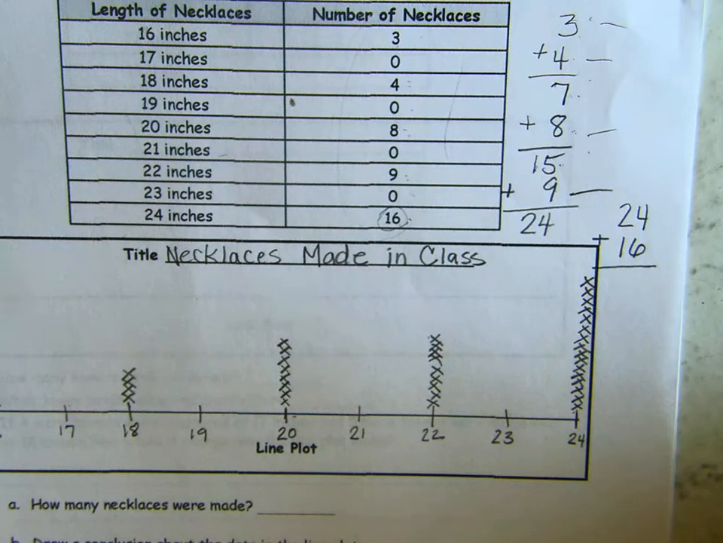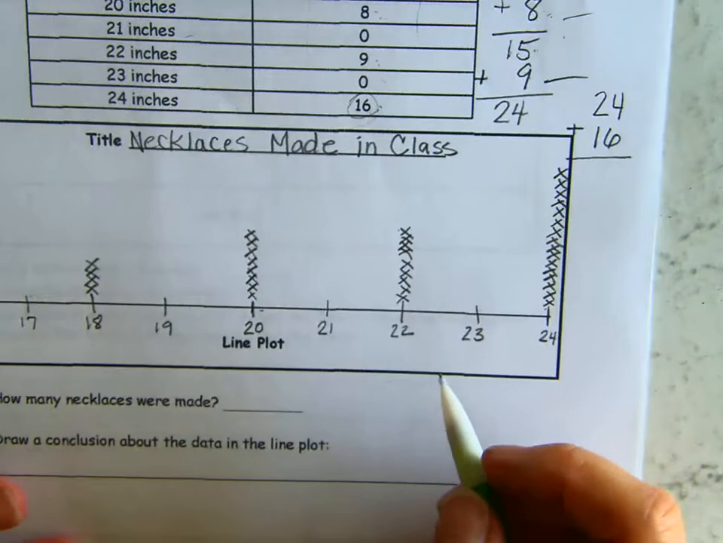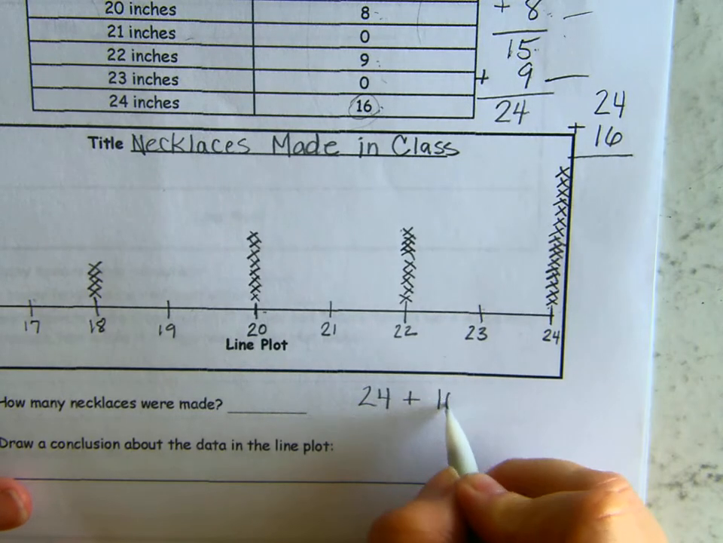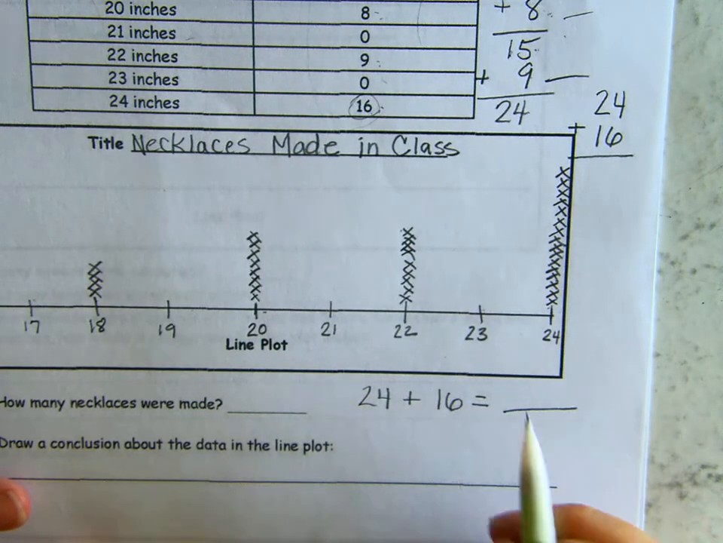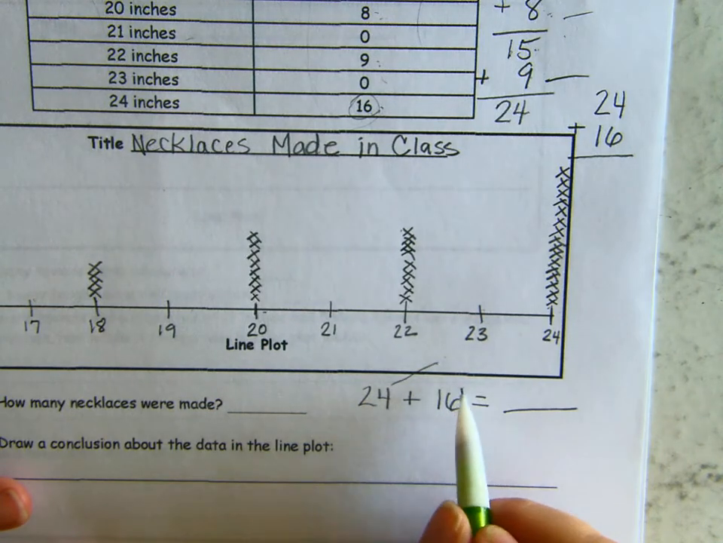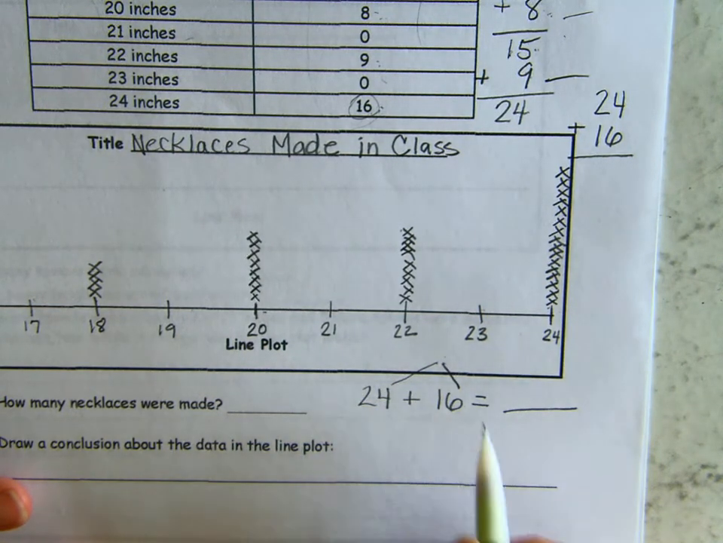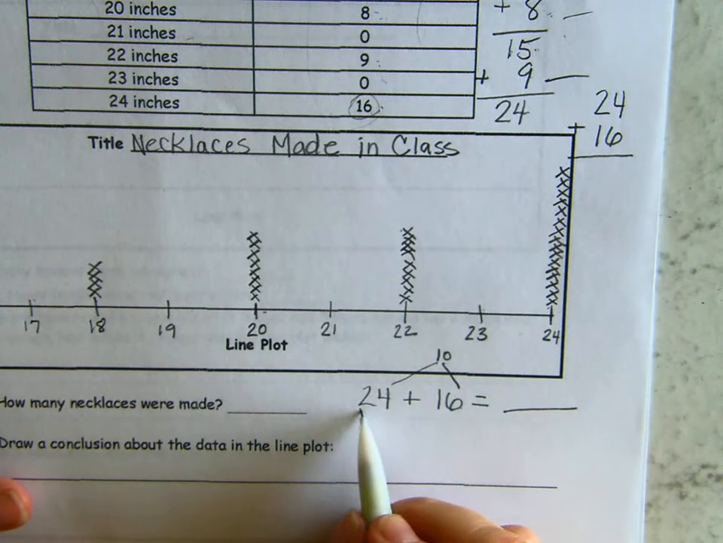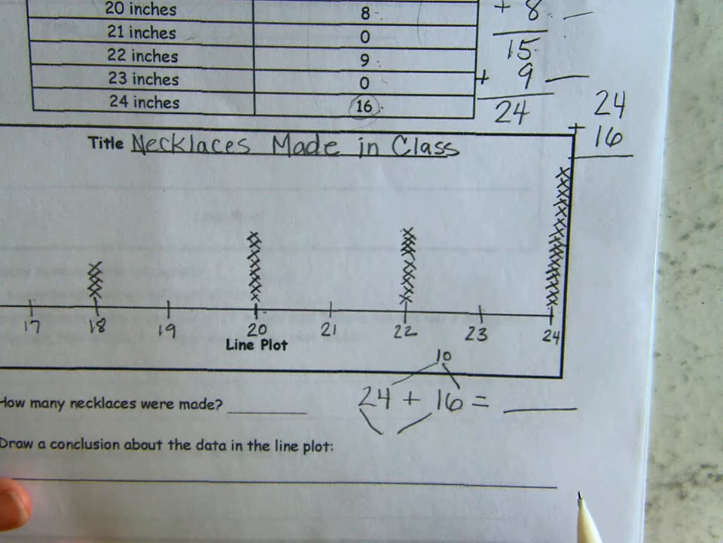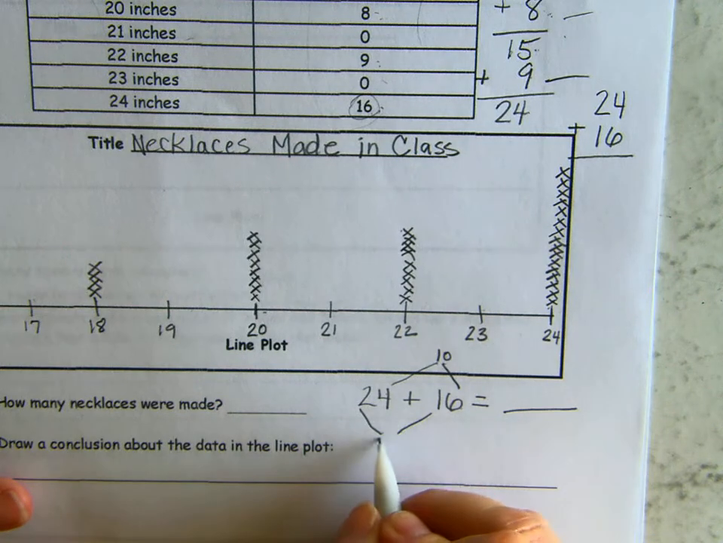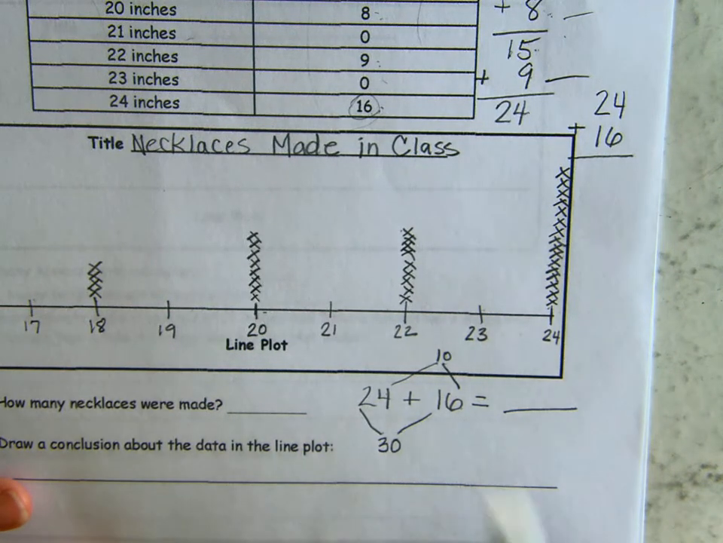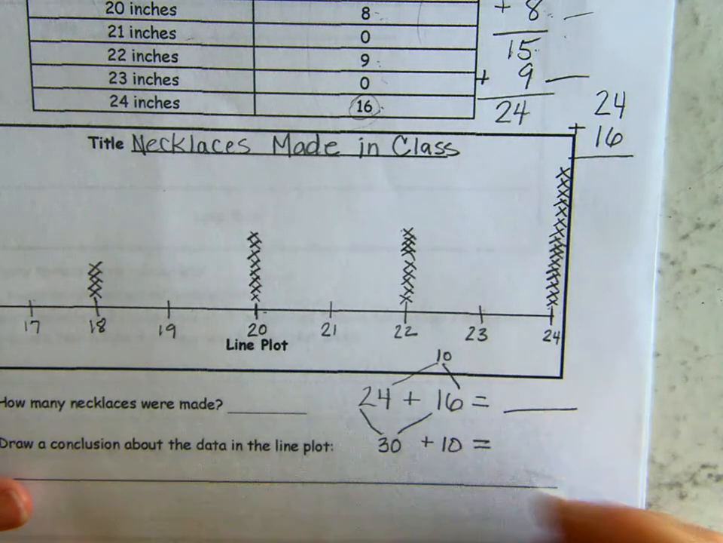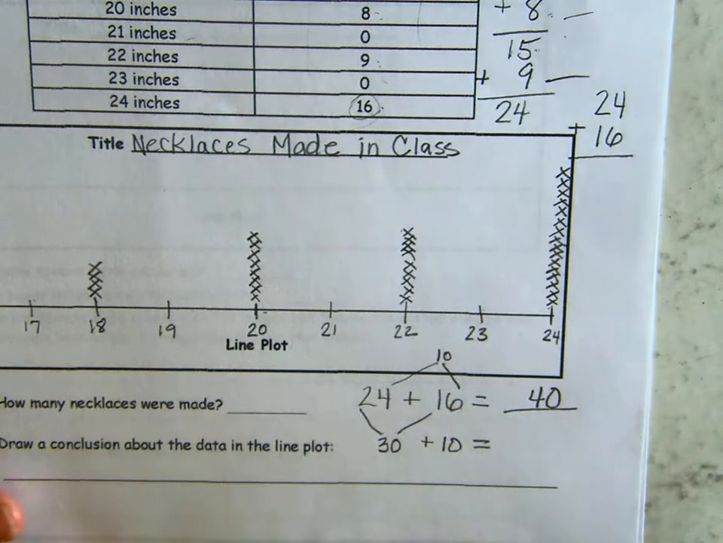Now, this might be easier to do sideways. So I'm actually going to move it down here. So I have 24 plus 16, which equals something. And I am going to do my 1s and my 10s separately. So 4 and 6, that's 10. 2 10s and 1 10. 20 plus 10 is 3 10s or 30. So I need to add then 30 plus 10, which equals 40.